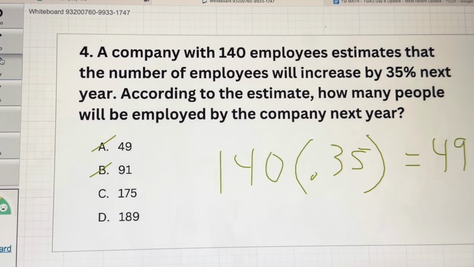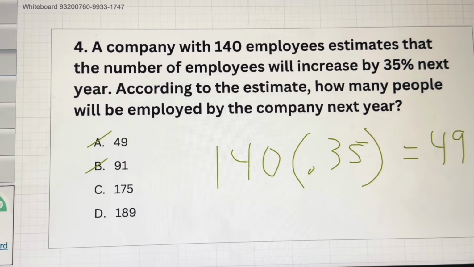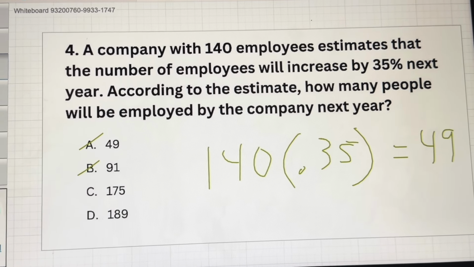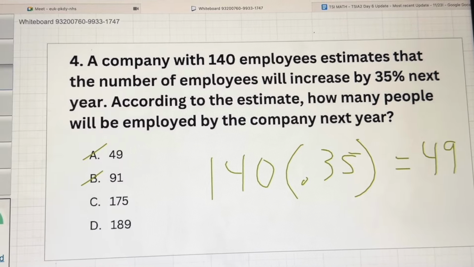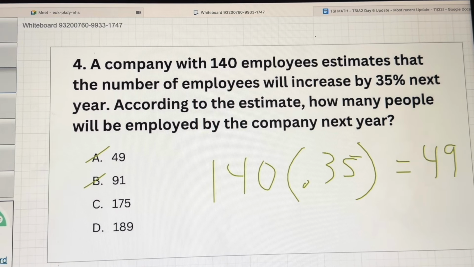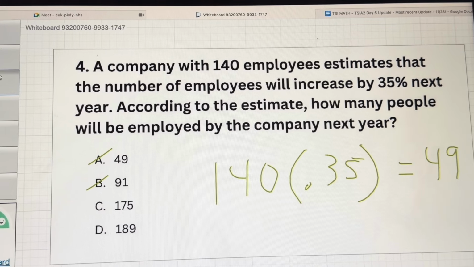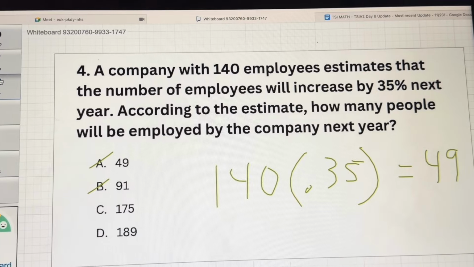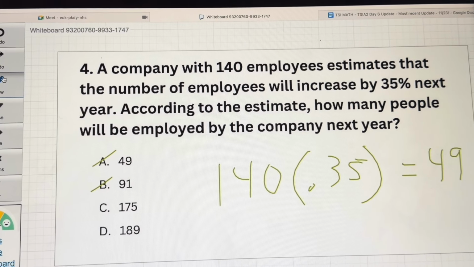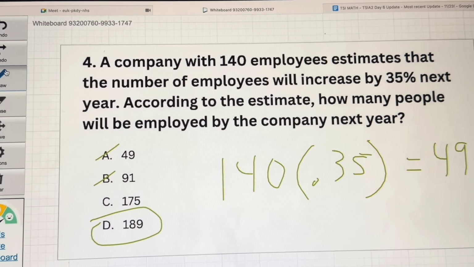You can see why, right? They just do a calculation. Like, oh, 49, sweet. But that's not the number of employees, right? We've got to add that to the original value, which is what? So that'd be 49 plus 140, which is 189. Answer choice D. Does that make some sense?